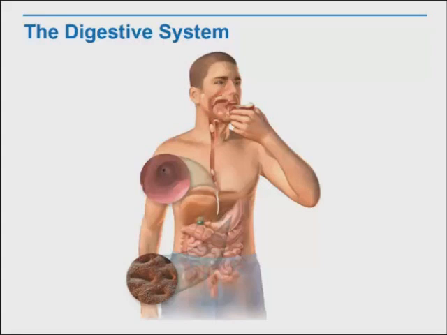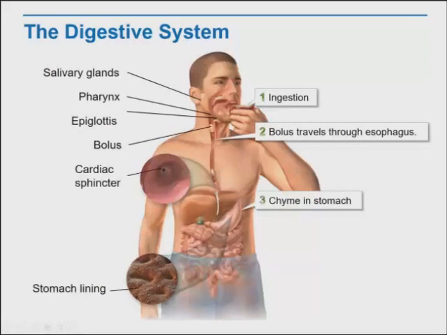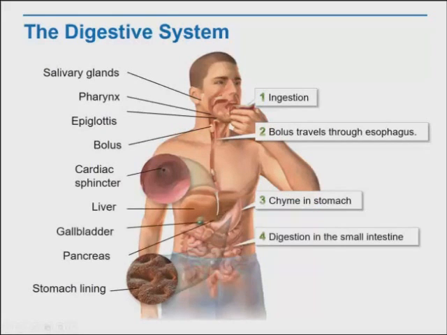The need for food presents every animal with at least two challenges: how to obtain it and how to convert that food into molecules that the body can use. In humans and many other animals, this is the job of the digestive system. The digestive system converts food into smaller molecules that can be used by the cells of the body. Food is processed by the digestive system in four phases: ingestion, digestion, absorption, and elimination.